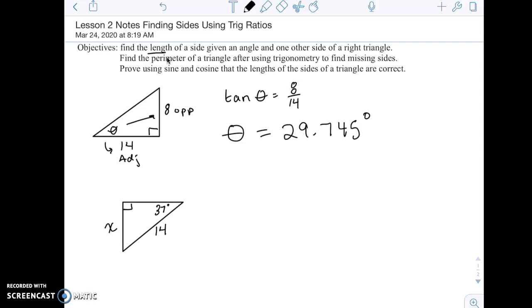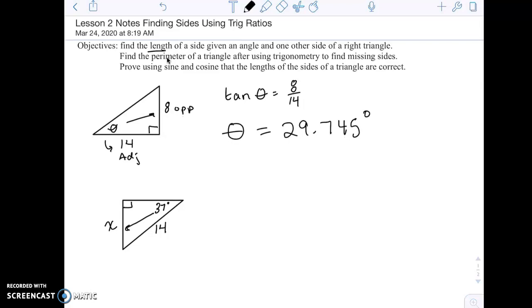Well, first question, is this sine, cosine, or tangent? Well, 37 is opposite from X, and 14 is called the hypotenuse. So what we would do is we'd say sine 37 is X over 14. Now we just have a happy little equation. How do I isolate X? Agreed. I'm going to multiply both sides by 14.